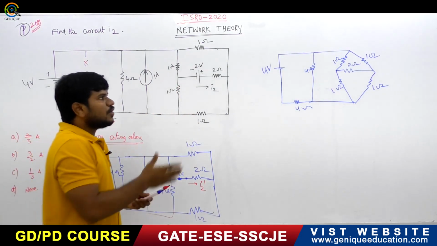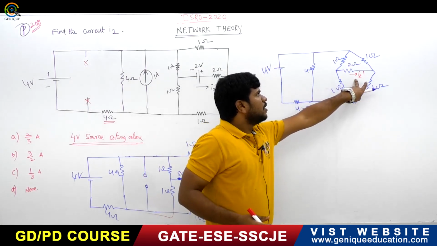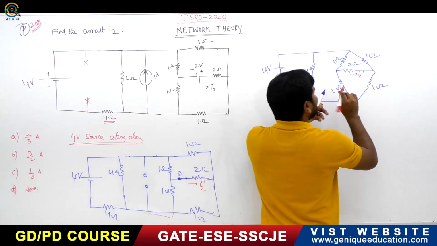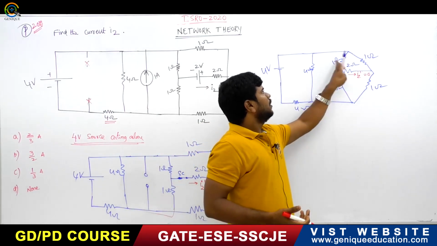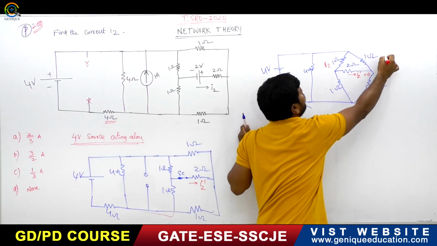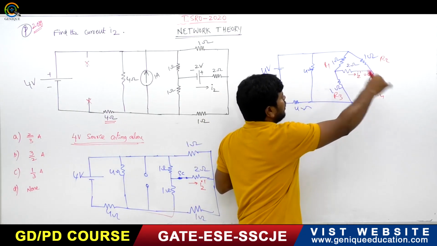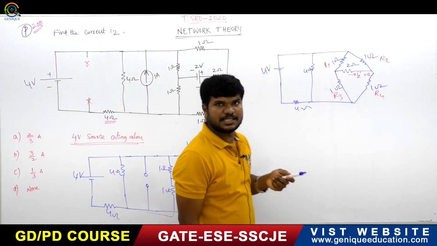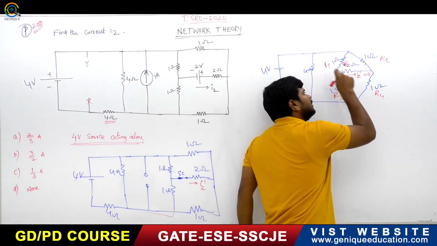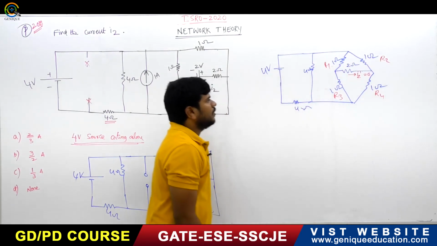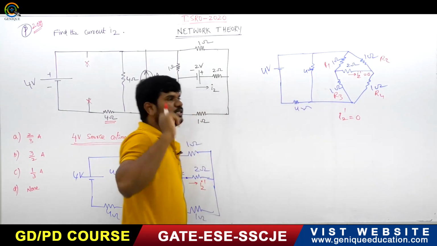So what will be the current in this? We have to find I2 dash. Because the bridge is balanced, I2 dash will be 0. Let us suppose these are R1, R2, R3, R4. R1 R3 equals R1 R4 equals R2 R3; the opposite branches have equal magnitude. That's why the current through this diagonal element will be 0. So I2 dash will be 0. This is the first point.